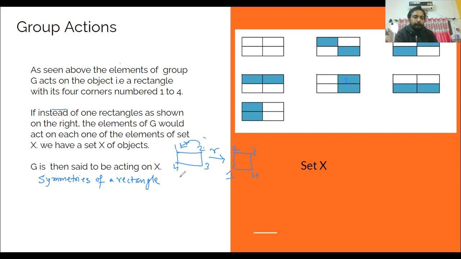Similarly, a double rotation will give us this. 2 comes to the place 4 is currently in. Now just follow the sequence. 1 follows 2, 4 follows 1, and 3 follows 4.